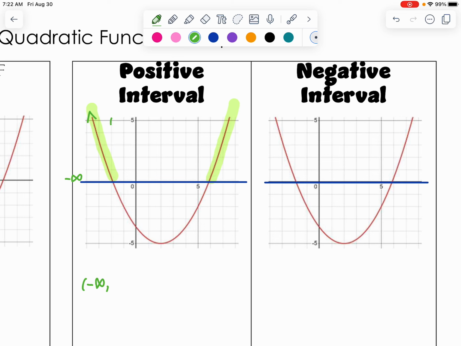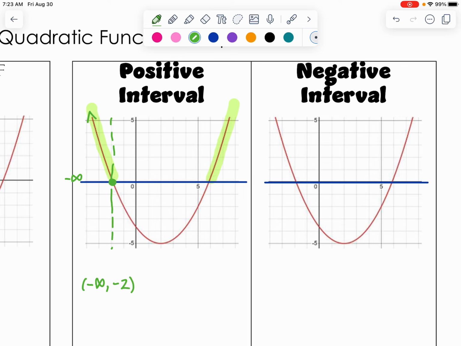And then that positive interval stops when it gets right here at this first x-intercept. And that x-intercept is at the value x equals -2. So from negative infinity to -2, this graph is positive. It is above the x-axis.